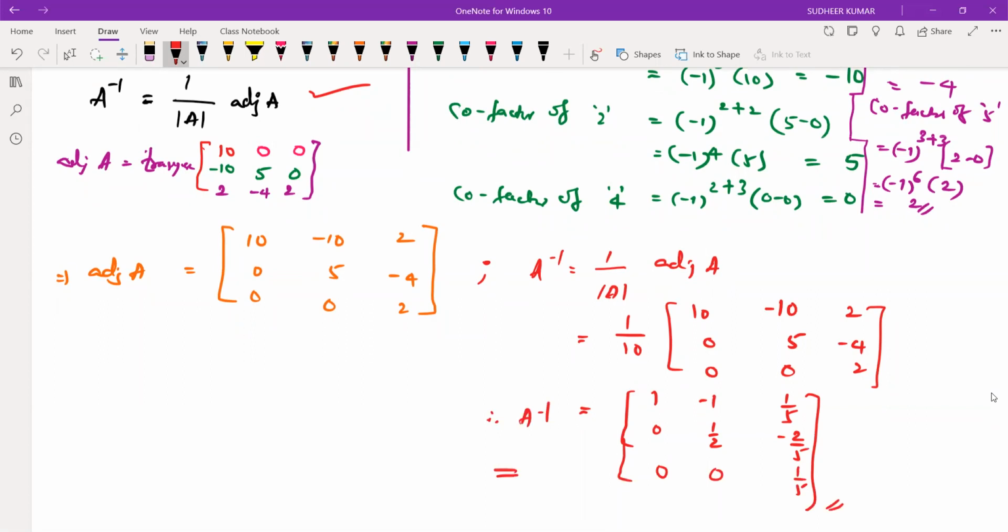So if they ask to find A inverse, you can use any one method. But if they ask to find A inverse using elementary operations, you should use the method we learned in the matrix chapter only. Do you have any doubt regarding this? No, sir.